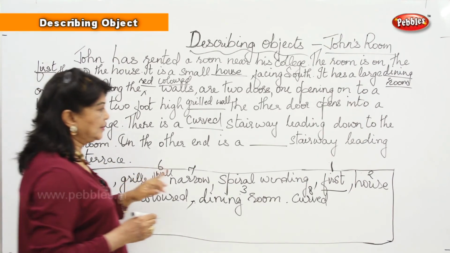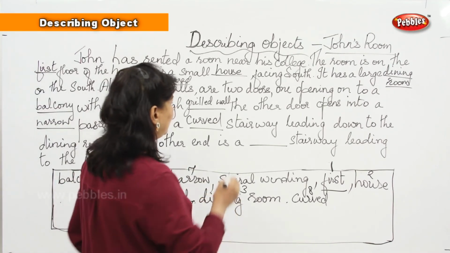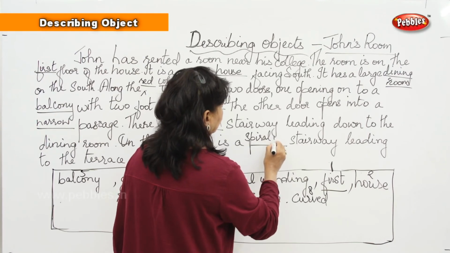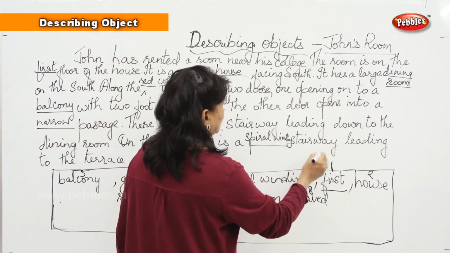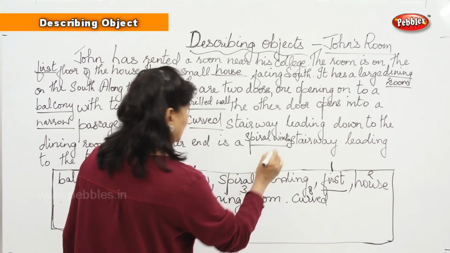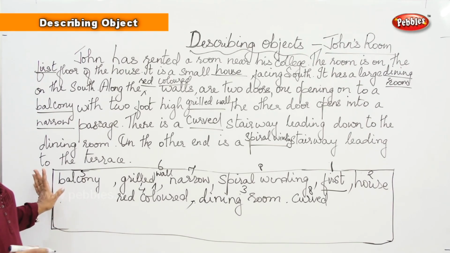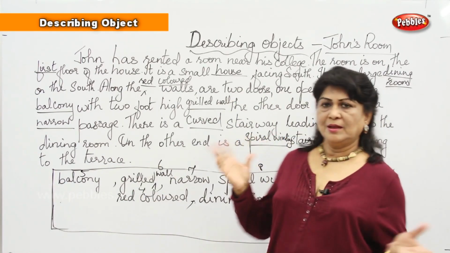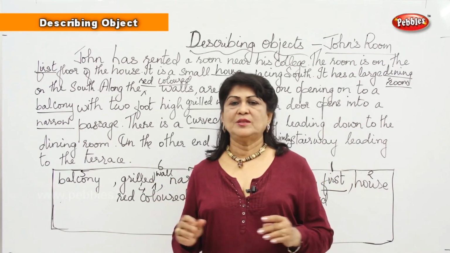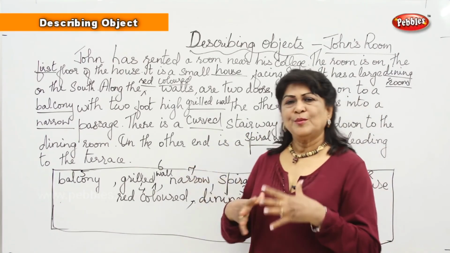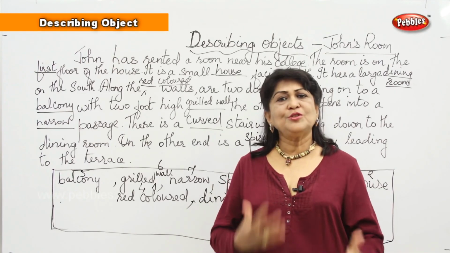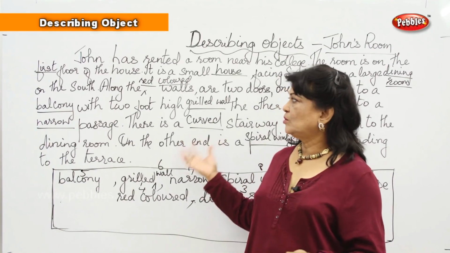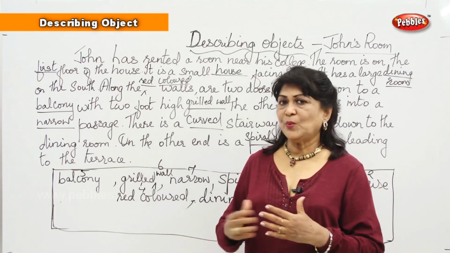On the other end is a, what is left now? Spiral winding. Spiral winding, you know, going in circular motion. Spiral winding stairway leading to the terrace. So, have you written all the blanks now? Now you have a full description of John's room or John's house. Small little house which he calls his room, and that is where he stays. Now, beautiful description of a house, isn't it? So, this also you should know. When you learn spoken English, you should learn to describe not only people and things, also houses. Okay, so I am sure you have become well versed now in all this.